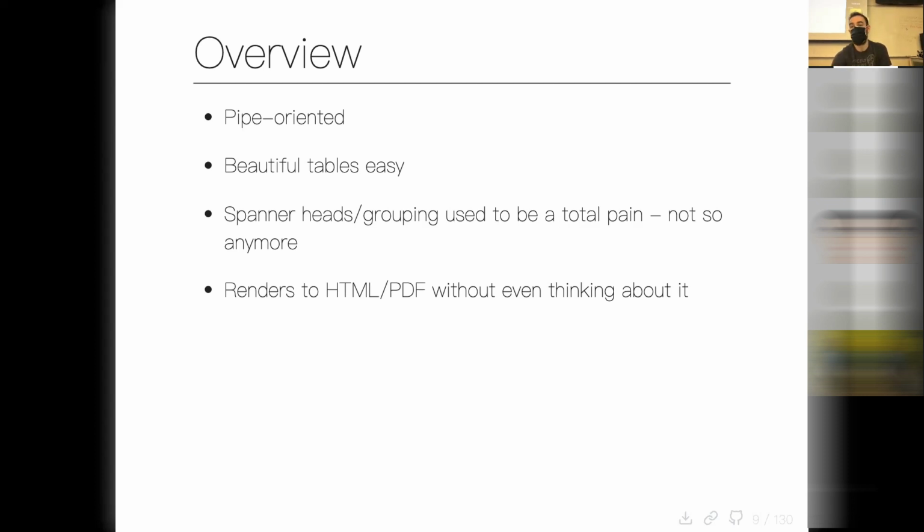Beautiful tables, relatively easy, and they render super well to HTML or PDF either way, and you don't even have to do anything. It just does it most of the time, which is pretty impressive also. Spanner heads are much easier now in kableExtra also, but they used to be a total pain, and they're pretty easy with gt.